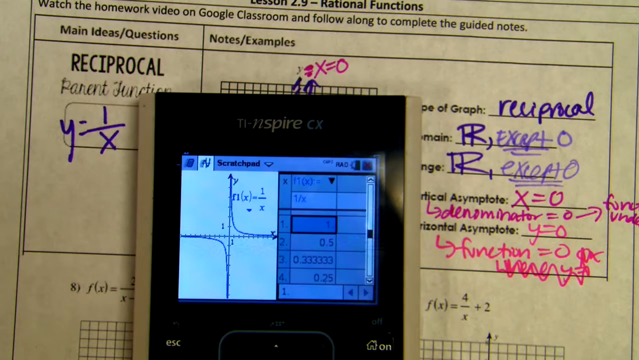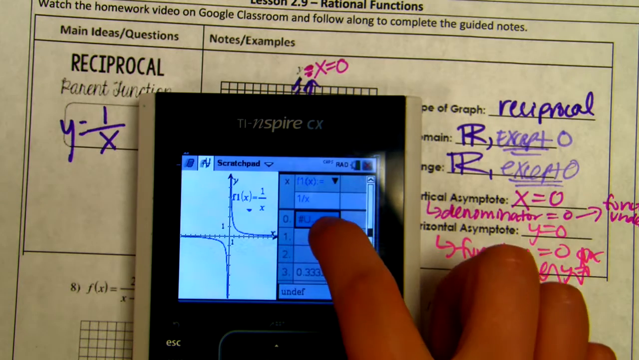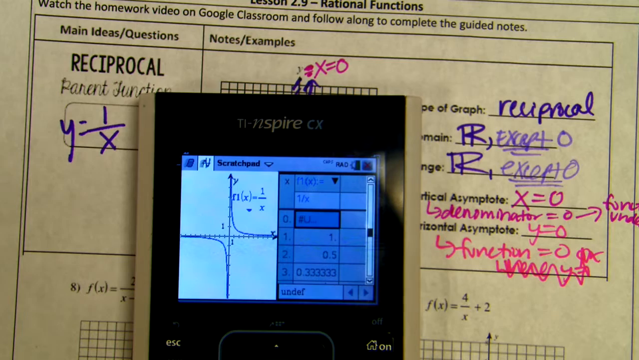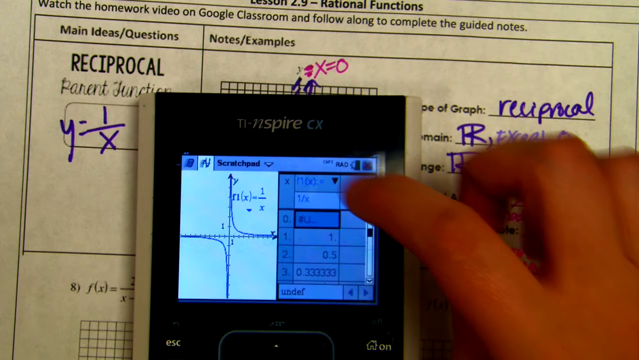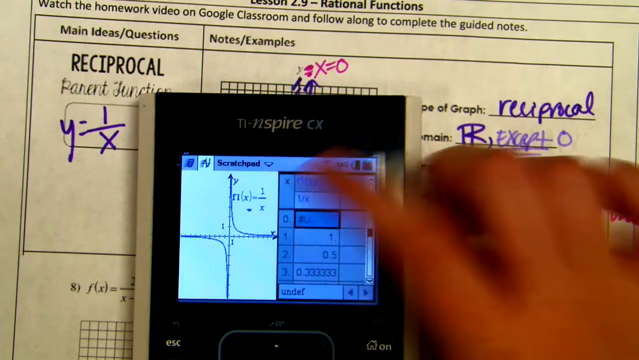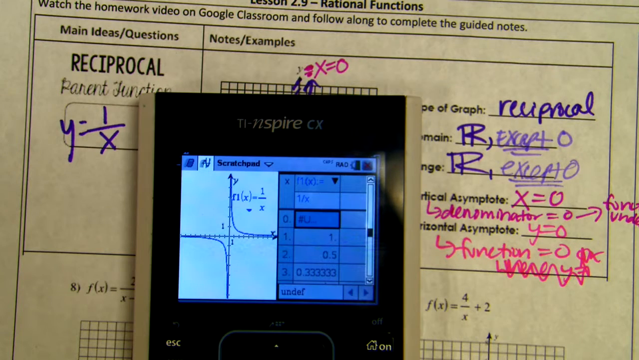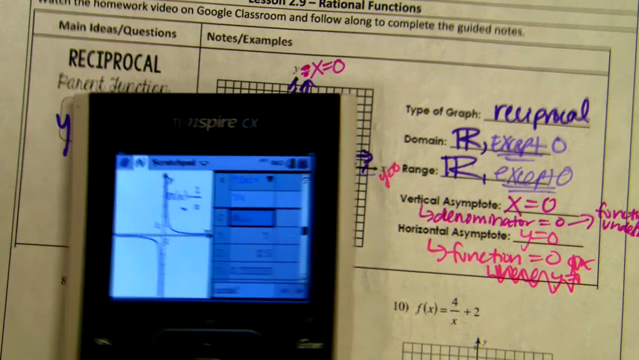Let me check on the table, because that's another good way. See, when we go to 0, it's undefined, right? So that's another good way to check. We see that our function is going to be undefined when x equals 0. That tells us a vertical asymptote. And we're never going to get a y value of 0. And we know that because that makes sense.